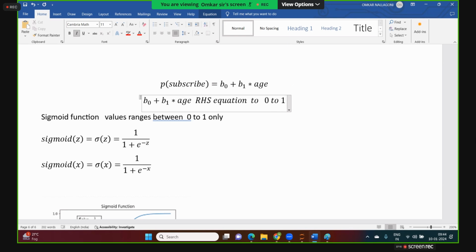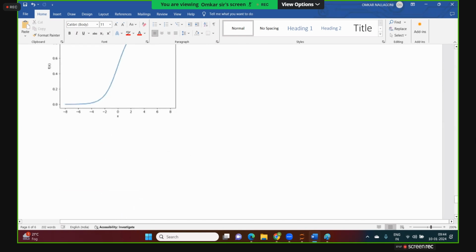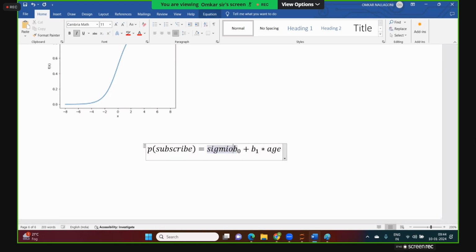That is our goal. So who is the conversion pointer here? Some function will convert it, and that function is called the sigmoid function. So now the final equation will look like this. Probability of subscribe equals sigmoid of beta naught plus beta 1 into h. This is called equation number 3.